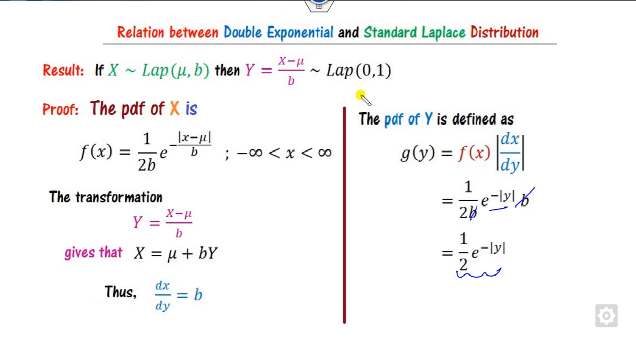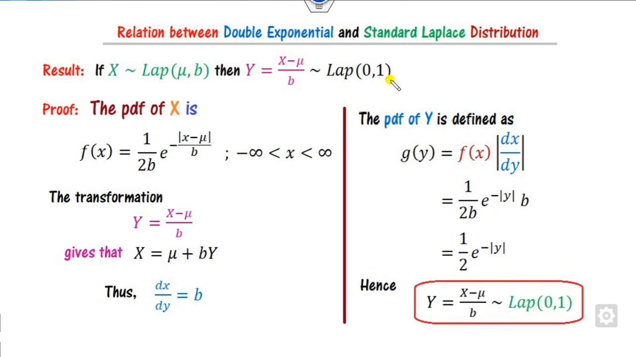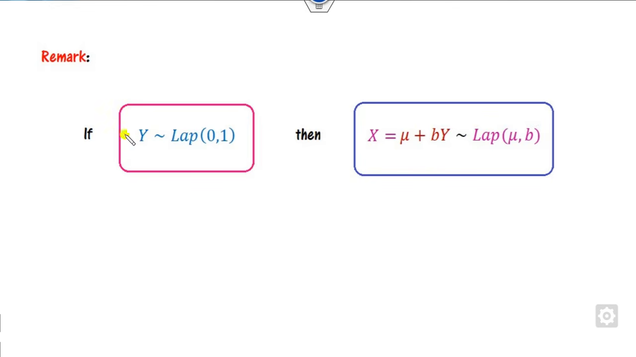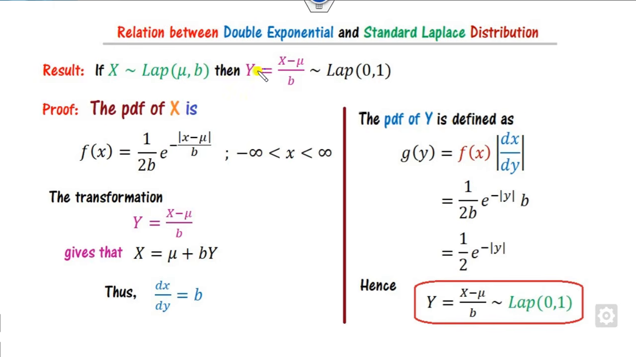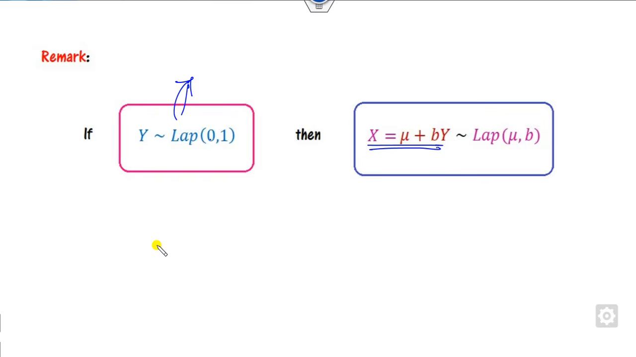This is nothing but my Laplace distribution of 0, 1. So that's the relation between these. You can see if y follows the Laplace distribution of 0, 1, then this x will follow the Laplace distribution of mu, b. You can easily find the value of y from here, and vice versa.